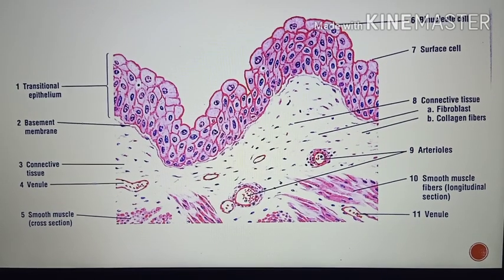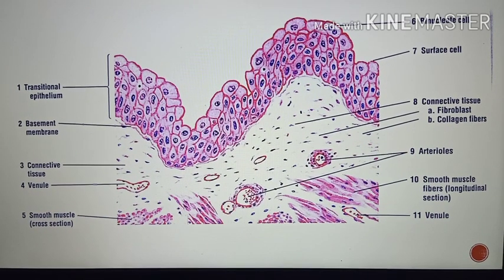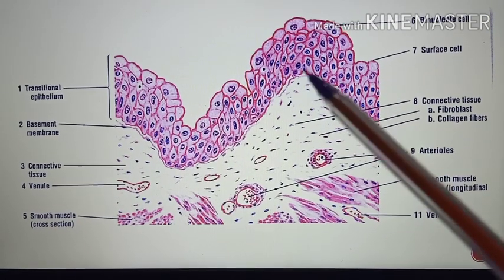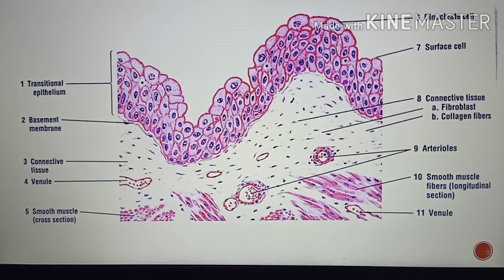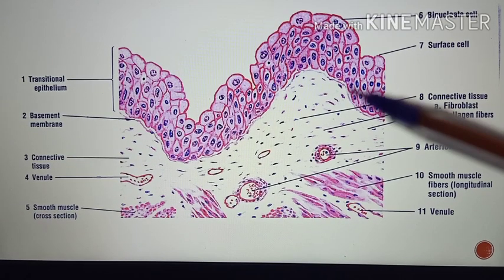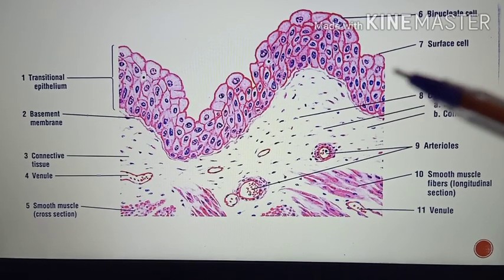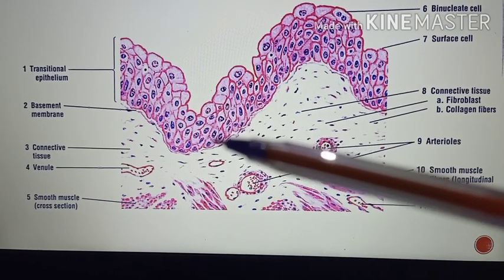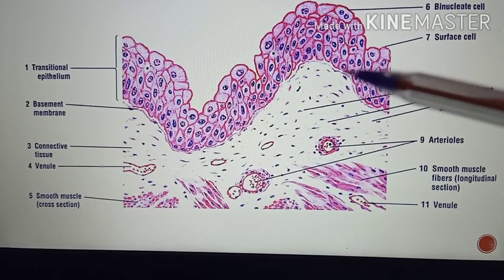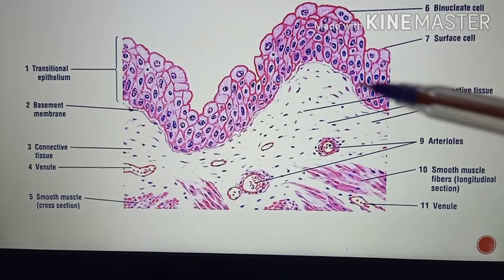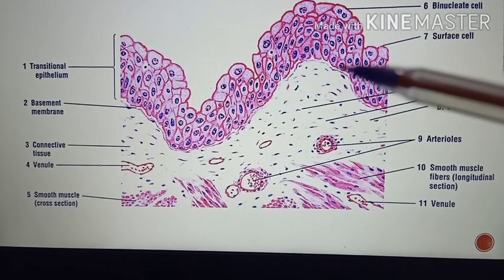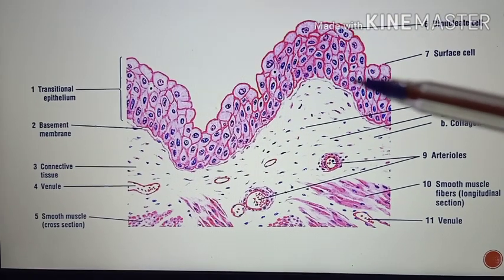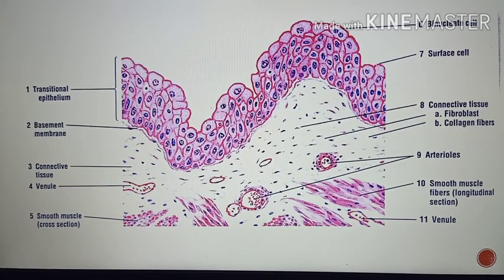So in a relaxed state, so this epithelium, what you are seeing in this picture, it is the epithelium in a relaxed state. So it appears like 5 to 6 layers of cells. So in relaxed state, the basal cells, what you can see over here, the basal cells will be columnar in shape, whereas the cells which is just superficial to the basal cells, so they are polygonal or pear shape.